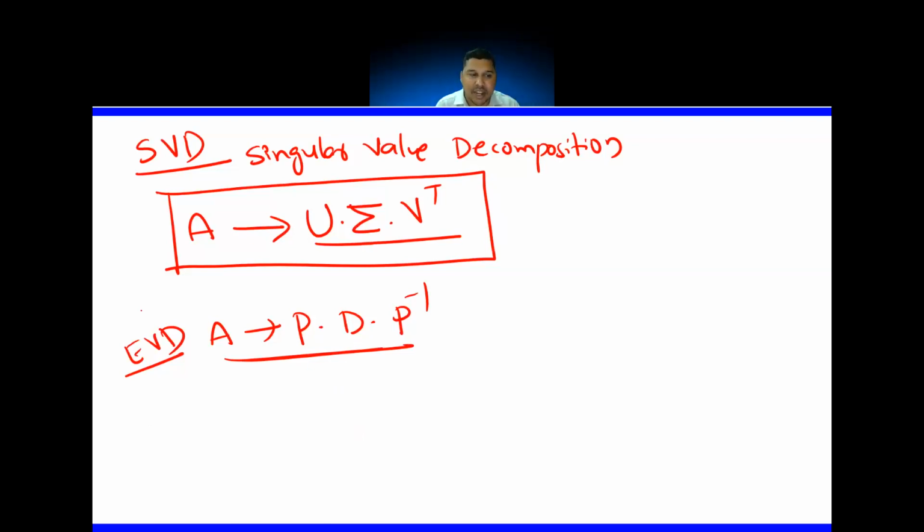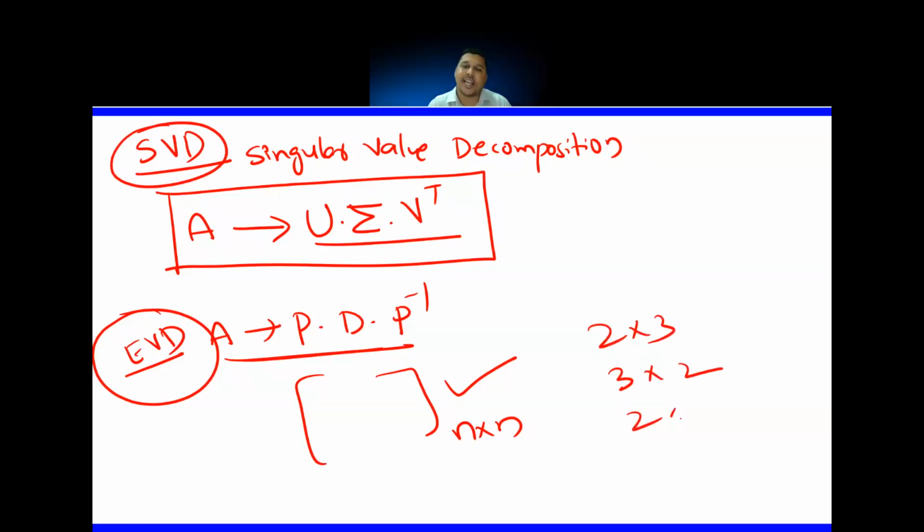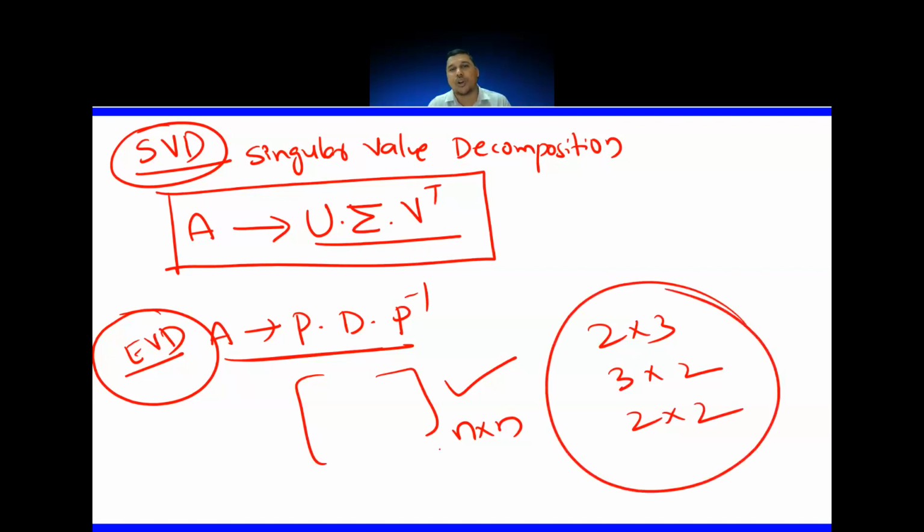The point here is that eigenvalue decomposition is applicable only for square matrices. If it's a perfect square matrix, n cross n, only then can you apply eigenvalue decomposition. Whereas singular value decomposition is a technique which can be applied to any matrices, rectangular matrices, 2 cross 3, 3 cross 2, any matrices. Whether it is square or not square, we can still apply singular value decomposition. Whereas eigenvalue decomposition, we can apply only for square matrices. That is one very important point.